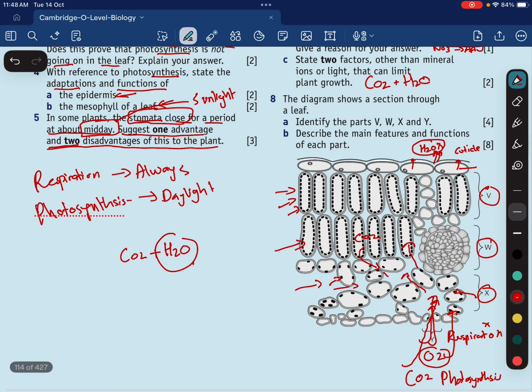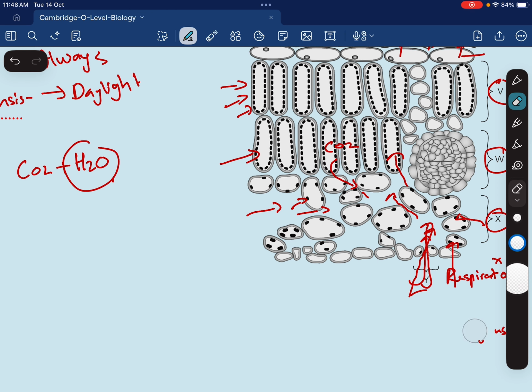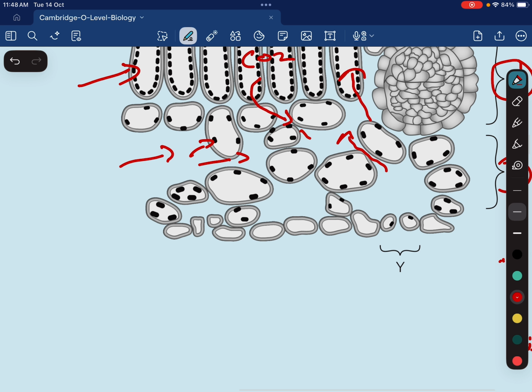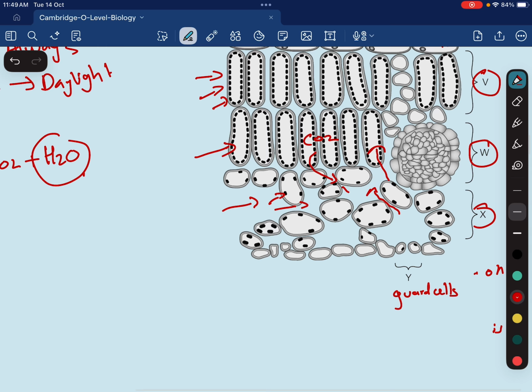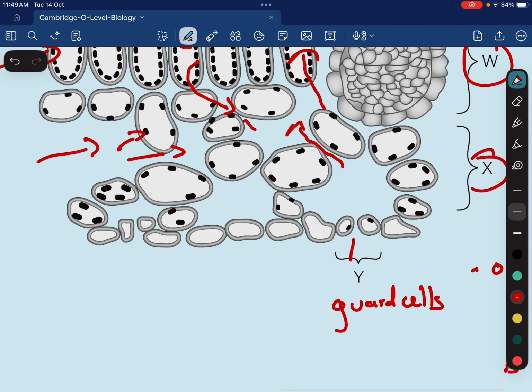V, W, X and Y. Where's Y? Over here. Sorry, I kind of created a mess. So here, Y is our guard cells, right? Y is our guard cells. And describe their main functions. Guard cells basically open and close the stomata.